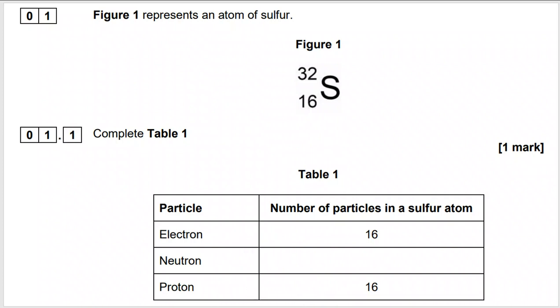To work out the number of neutrons, we have to do a very basic calculation. I've got a mass number of 32, that's protons plus neutrons, and I've got my atomic number, which I've just said is the number of protons. So my neutrons is the difference between them. 32 take away 16, the correct answer is 16 neutrons.